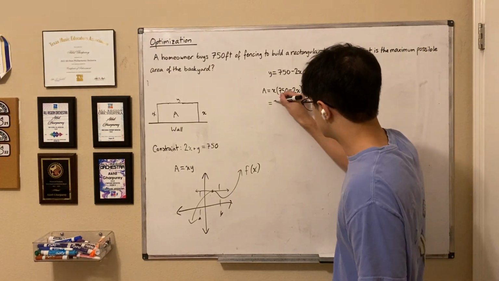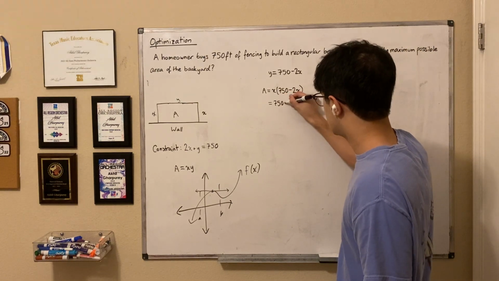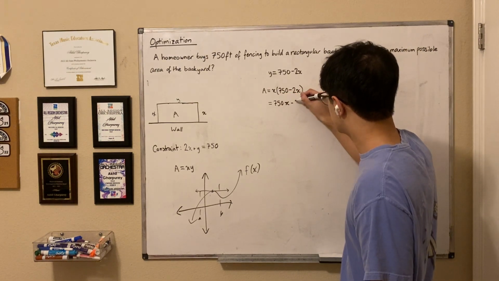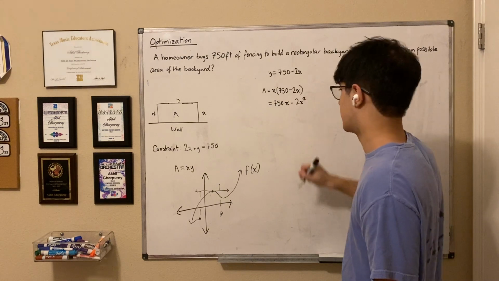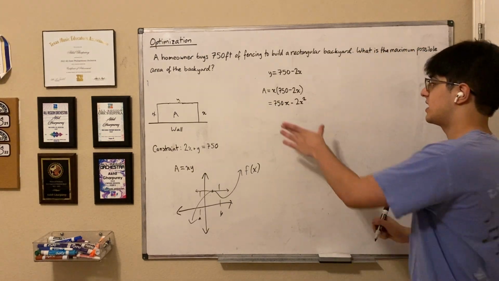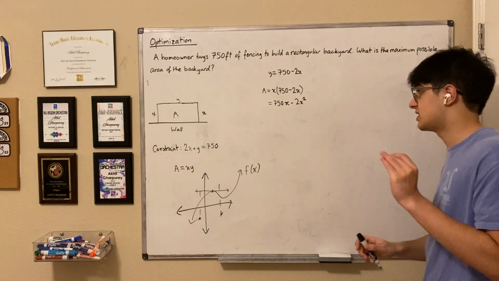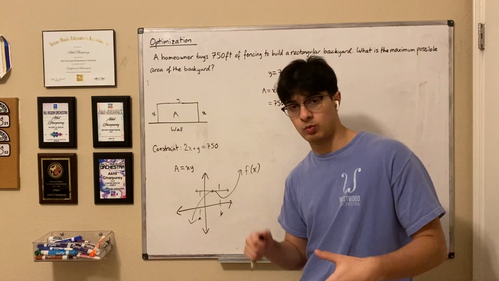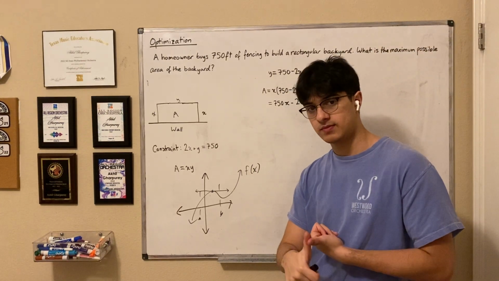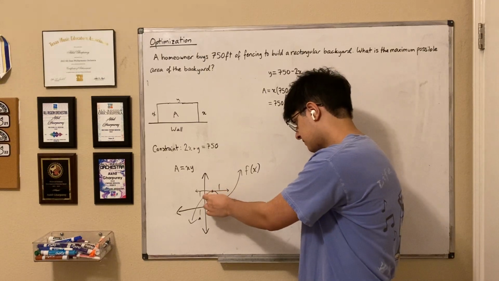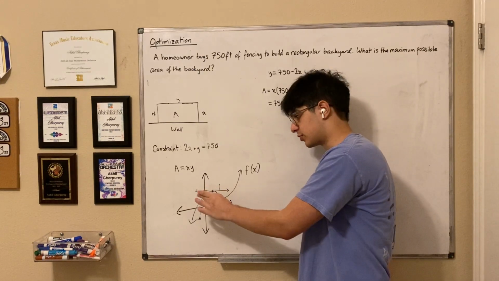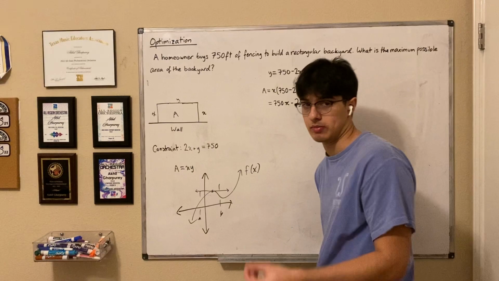So that gives us 750x minus 2x squared. And now we're going to go ahead and take the derivative of this function and set it equal to 0. That way, we will get a certain x point that gives us a horizontal tangent, which is what we need to find a maximum or minimum.